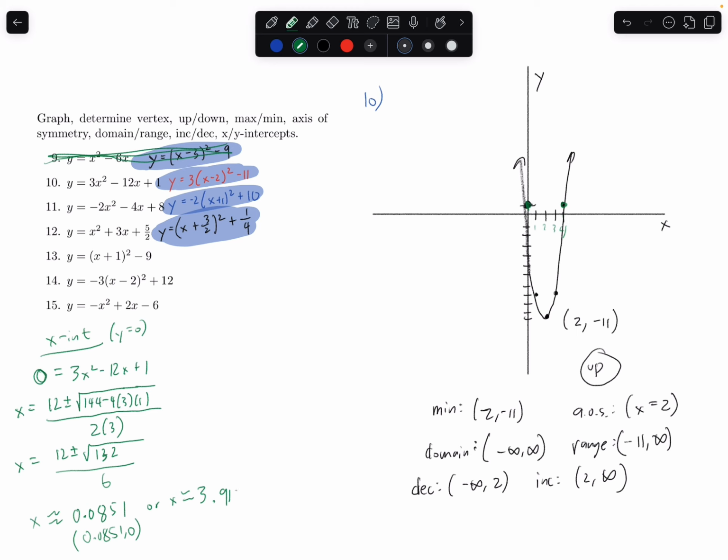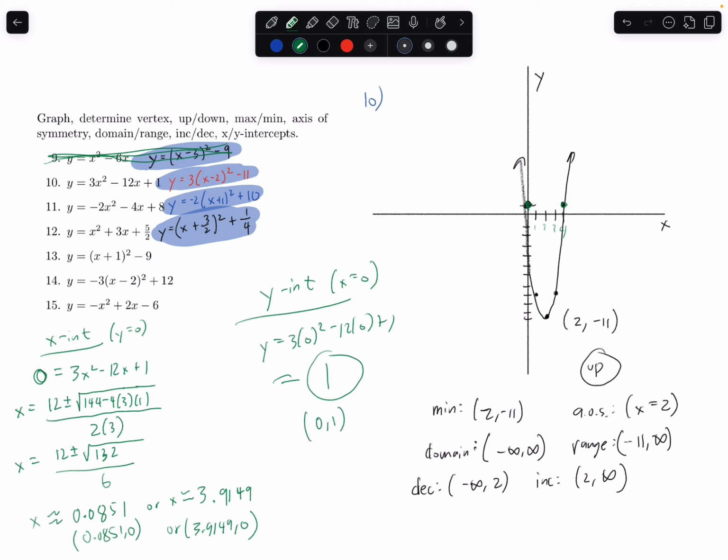X is actually 3.9149. So this other one would be (3.9149, 0). That's the x-intercepts. Okay, the y-intercept, that's an easy one because you just plug in x equals 0. And you get y equals 3 times 0 squared minus 12 times 0 plus 1, which is just 1. So the y-intercept is going to be (0, 1). Okay, that's much easier. And that's number 10. All right.